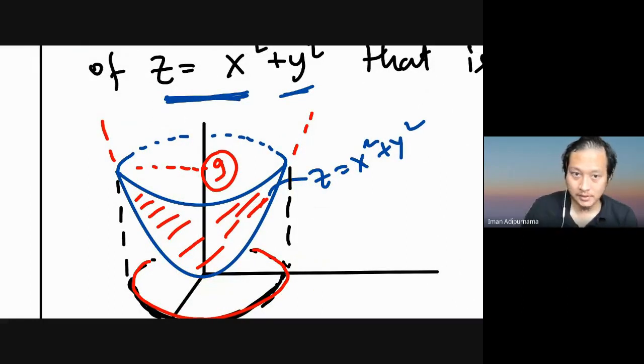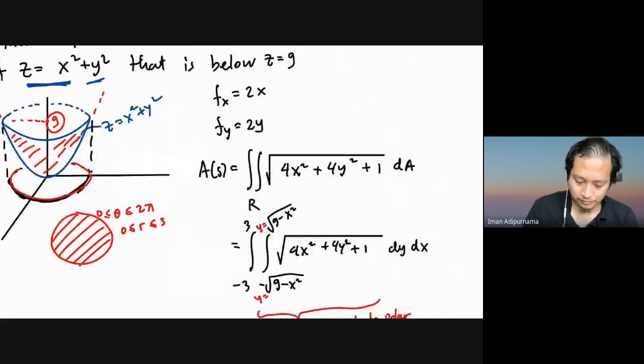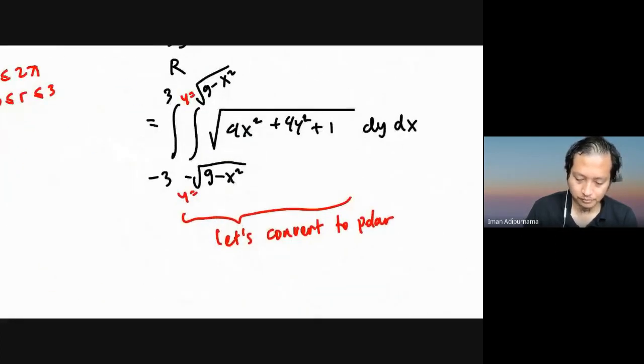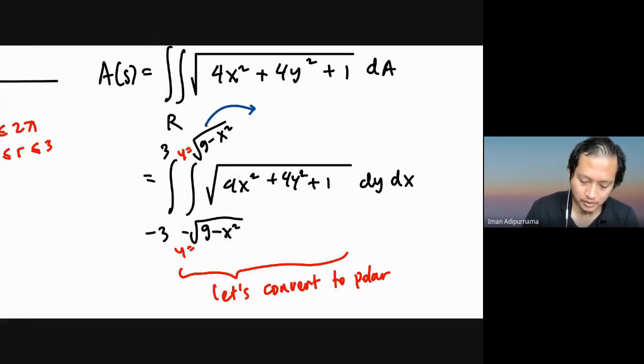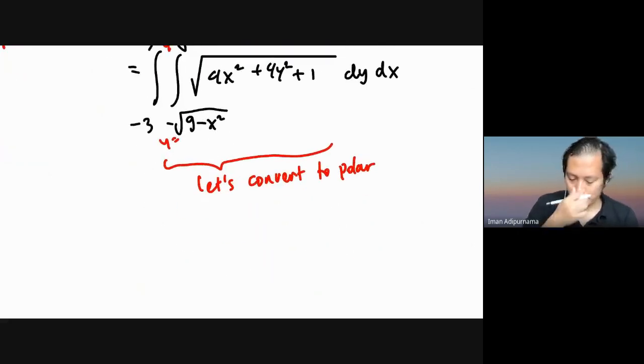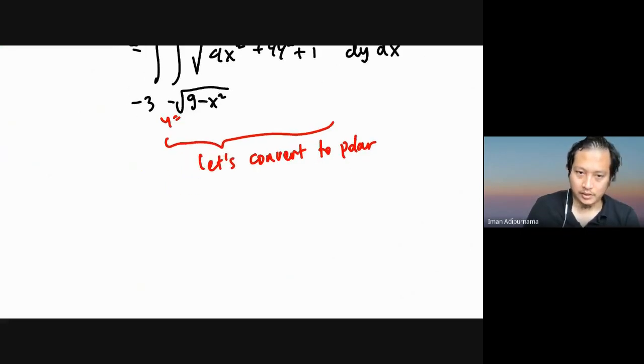Because you have 9 as your maximum, so the radius is 3, right? Okay. Oh yeah, I forgot to explain. This is actually from the circle. Okay, but I hope you understand that. And let's convert to polar.